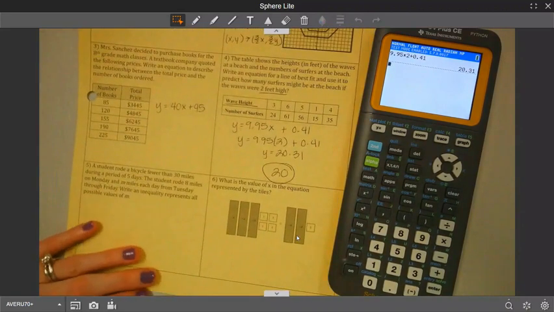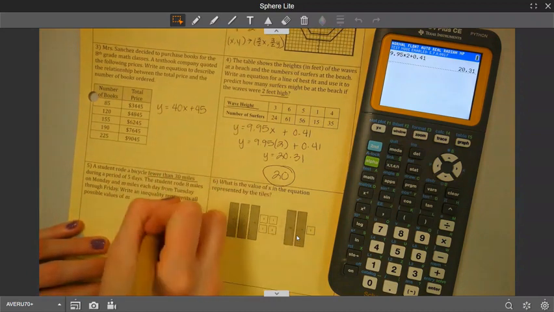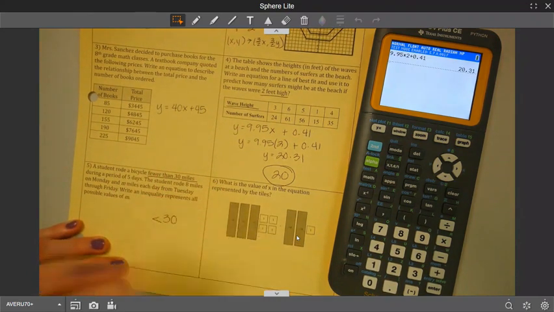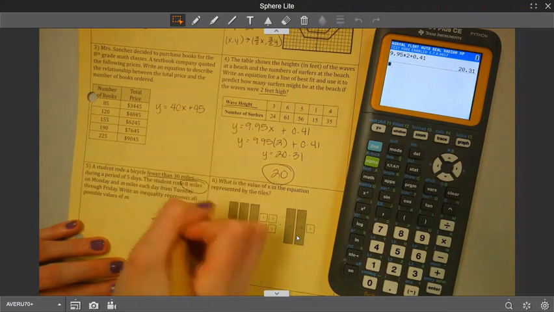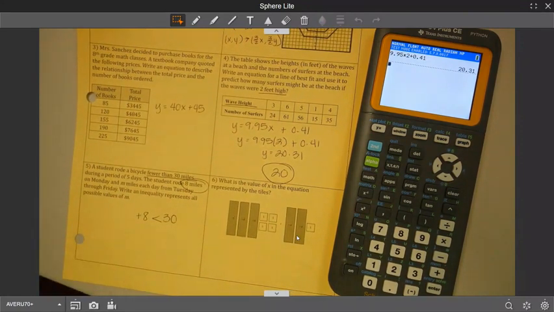surfers. A student rode a bicycle fewer than 30 miles during a period of 5 days. The student rode 8 miles on Monday and m miles each day from Tuesday through Friday. Write an inequality that represents all possible values of n. Okay, fewer than 30, so we're talking about less than 30. They've already ridden 8 miles, so plus 8. And Monday is one of the days.